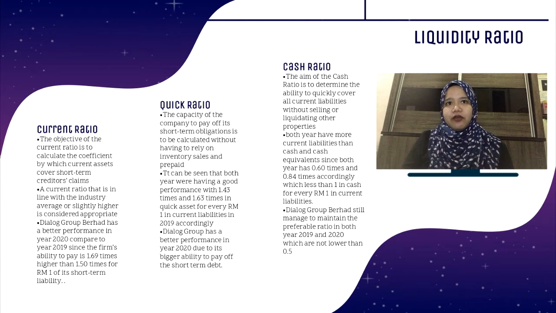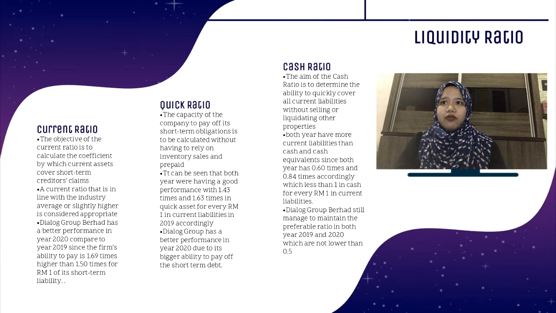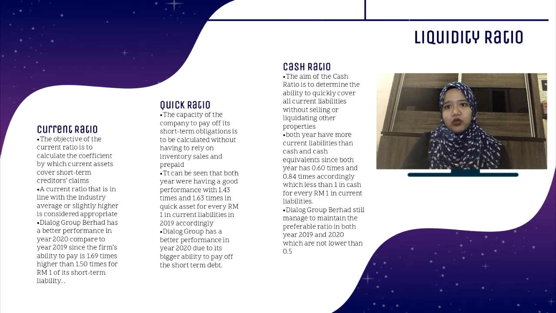After the computation of current ratio for year 2019 and year 2020, it can be seen that the ratio increased from 1.50 times to 1.69 times. Thus, we can conclude that Dialog Group Berhad has a better performance in year 2020 compared to year 2019, since the firm's ability to pay is 1.69 times, higher than 1.50 times for RM1 of its short-term liability.